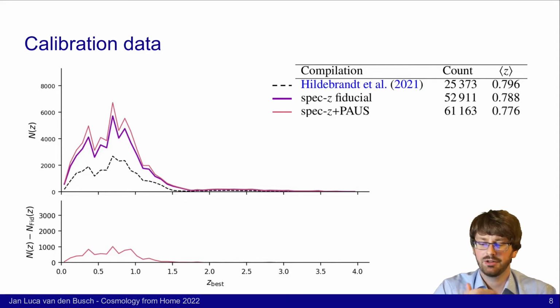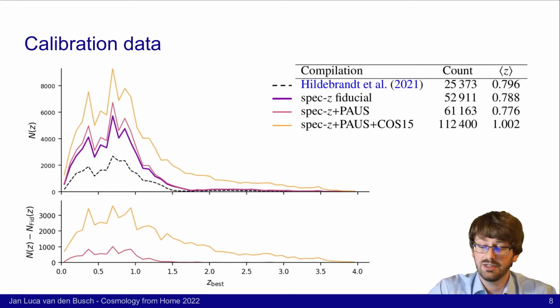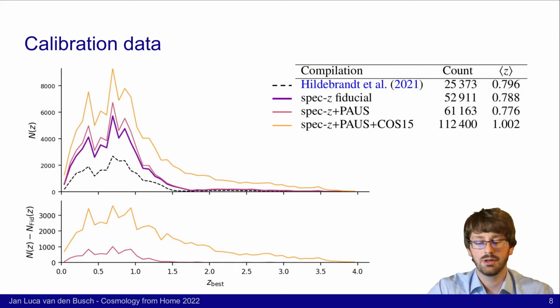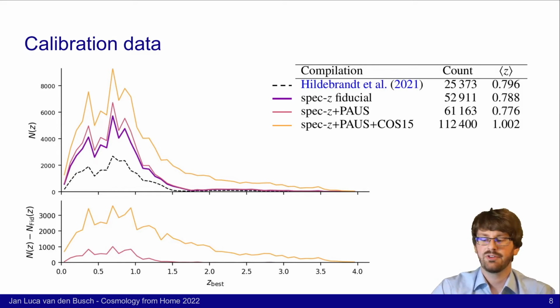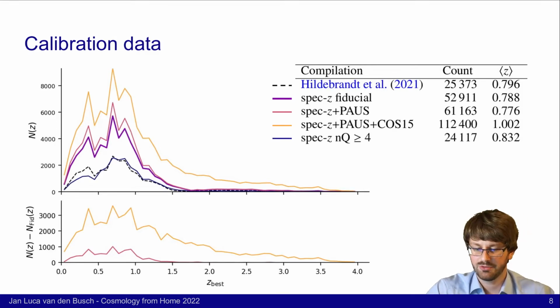And then finally, a big addition is again the Cosmos 2015 data, which give us more than 100,000 calibration objects. So again, more than doubling the size of our calibration sample, and also adding many high redshift galaxies with redshifts larger than 1 to our calibration data set. And finally, there is also this last data set represented by this blue line, which is a subset of spectroscopic data with very high reliability. So redshift confidence of 99 or higher. And that is about comparable to the Hildebrand et al. original data set, as you can see in this comparison here.